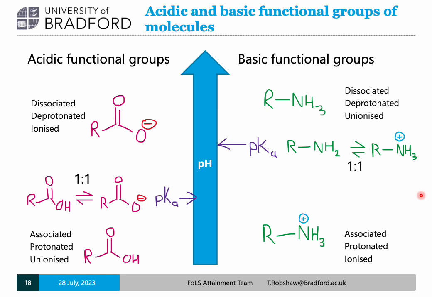Above the pKas, you can see that now the acid and amine are both dissociated from the extra proton, therefore they are deprotonated. However, it's now the opposite way around. The acid is now ionized, carrying a negative charge, and the amine is unionized.